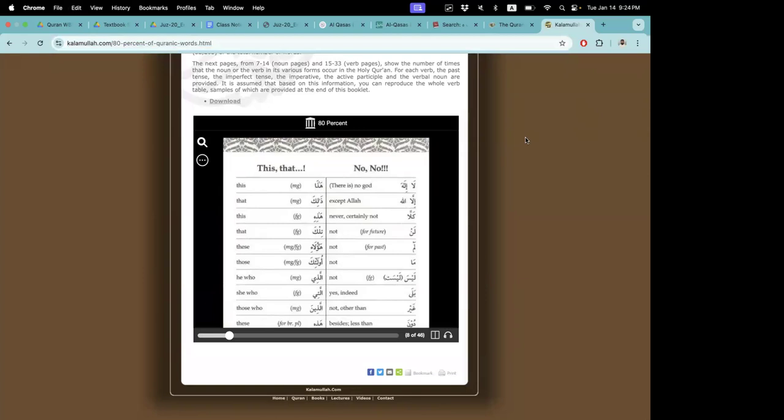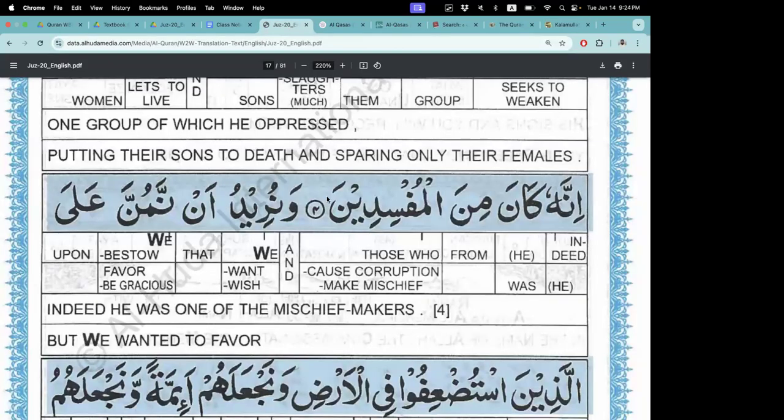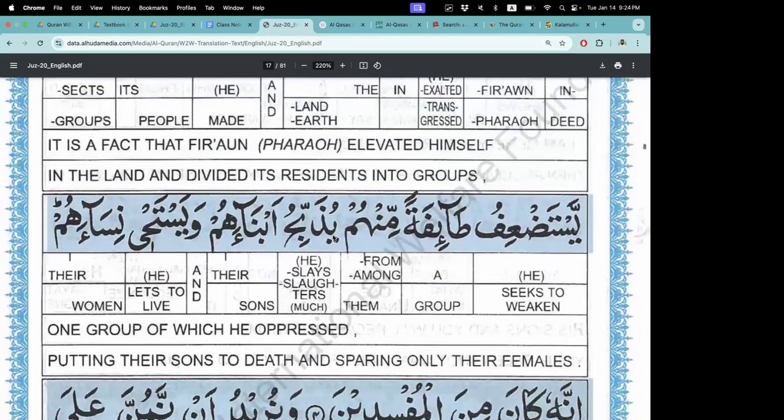Okay? No. This one, yes, but you might have to go to Mississauga. You can get it from Al-Huda's bookstore in Mississauga. But the whole thing is available for free online as well.